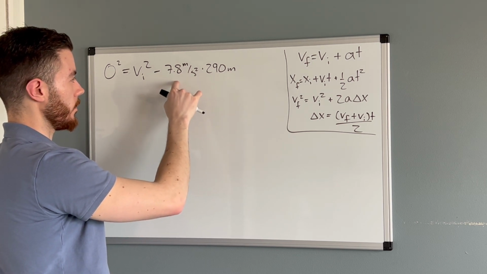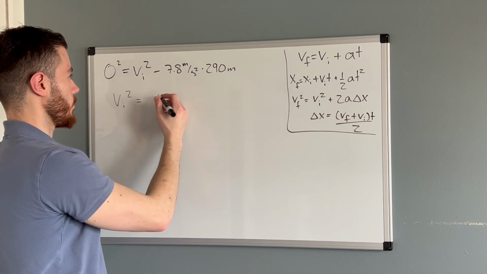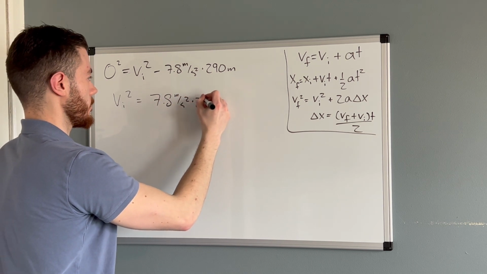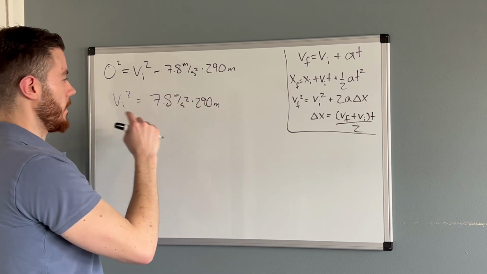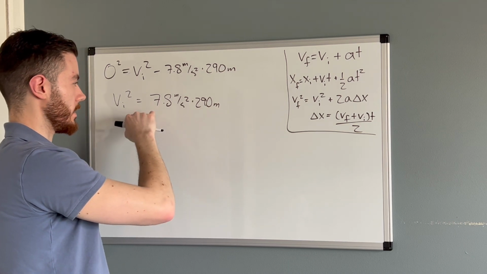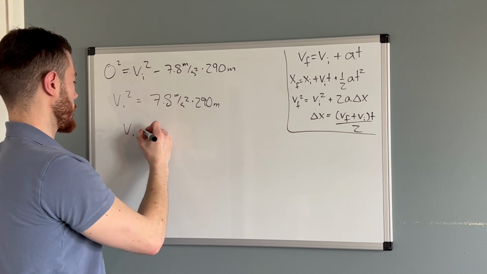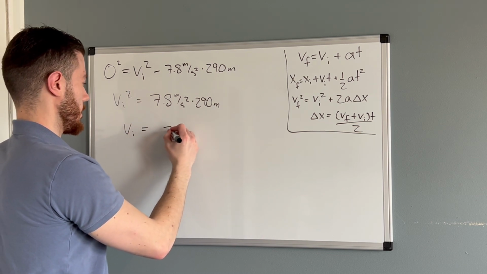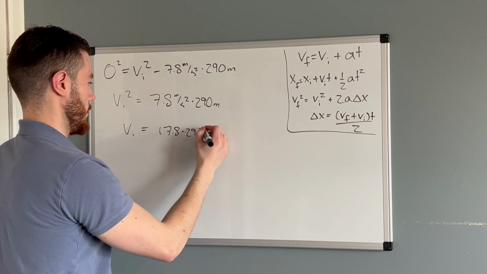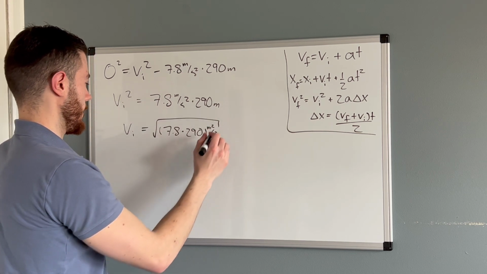This entire quantity will be negative, so let's move it to the other side. The initial velocity squared is equal to 7.8 meters per second squared times 290 meters. It's simple to see we need to multiply these two numbers and take the square root of both sides to obtain our answer. So the initial velocity is going to be equal to the square root of 7.8 times 290 meters squared per second squared.